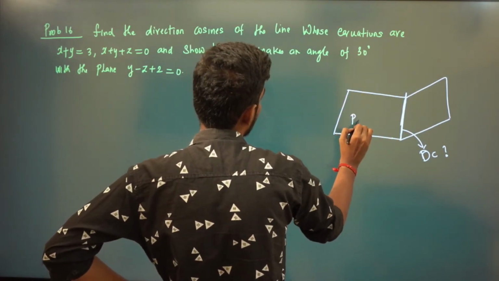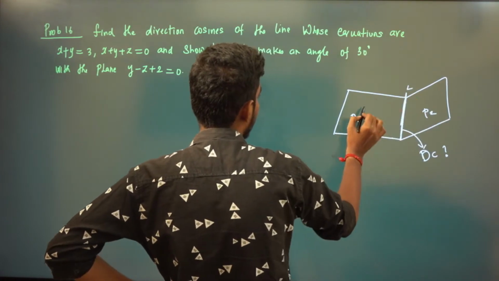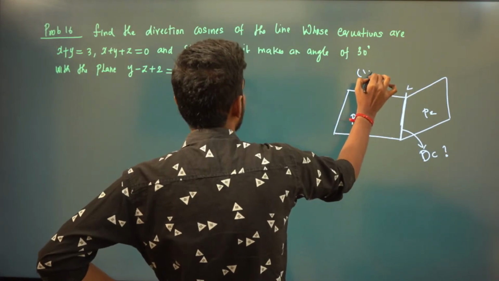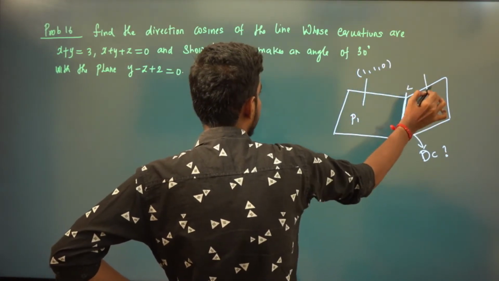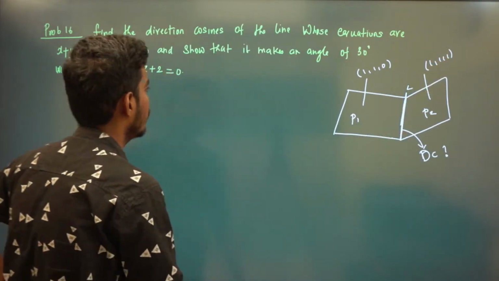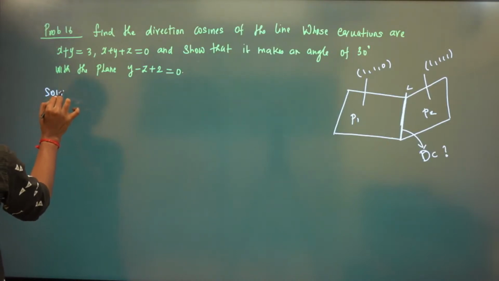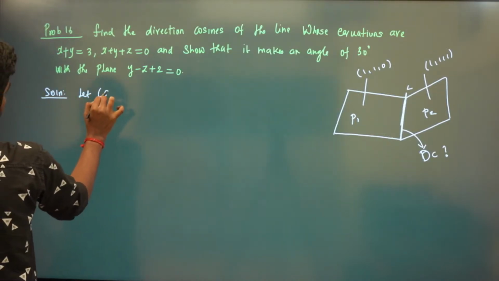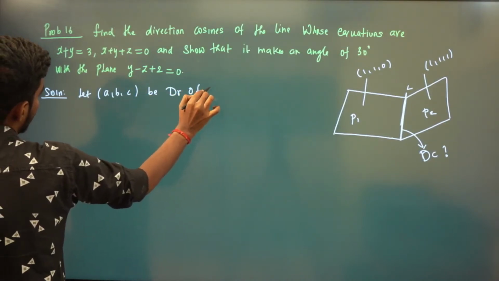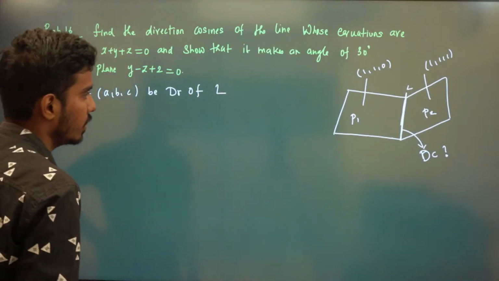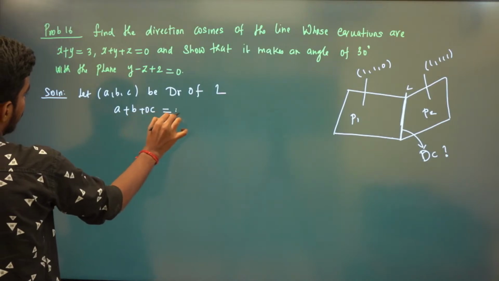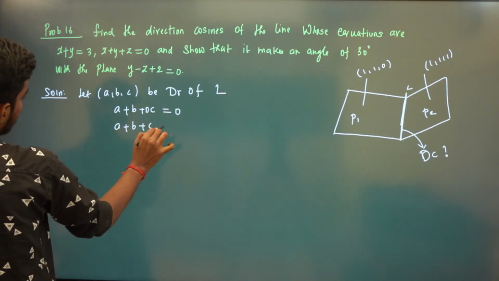They have given two planes. So first you find the direction ratio of L. The direction ratio of this normal is 1, 1, 0, and the direction ratio of this normal is 1, 1, 1. Let a, b, c be the direction ratio of L, which we need to find. So a plus b plus 0c is equal to 0, and we have a plus b plus c is equal to 0.